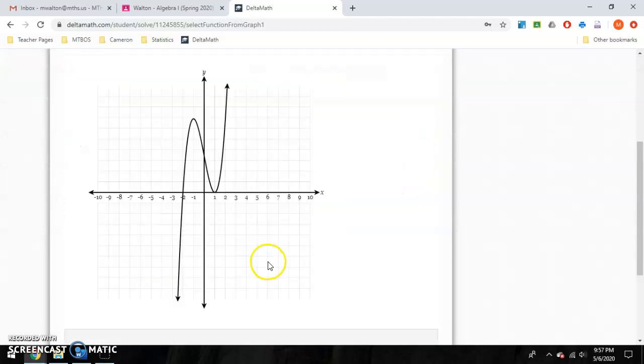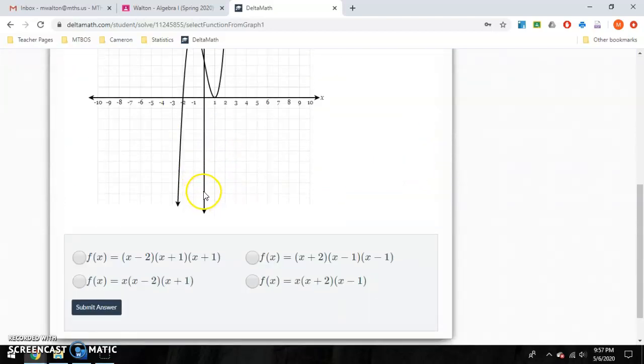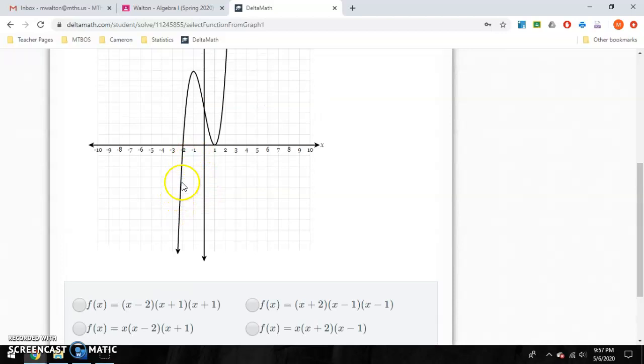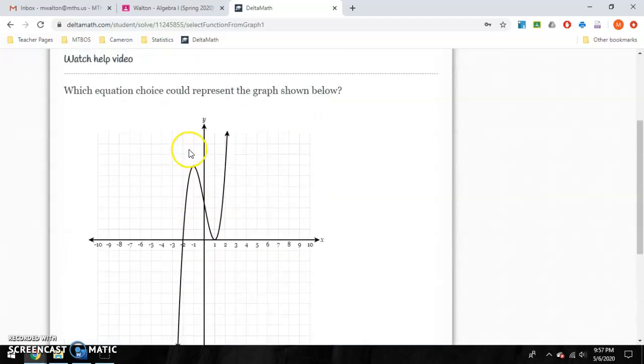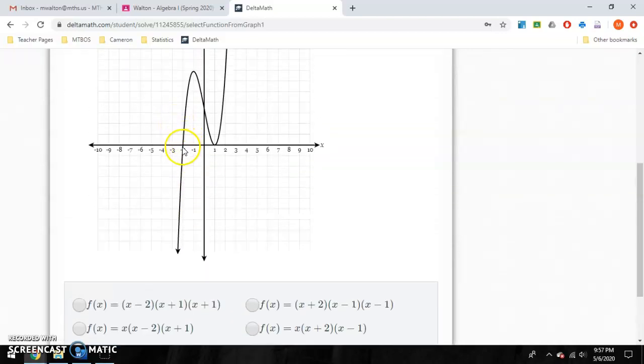All right, I'm going to do one more. Looking at this one, we are finding a function for this. We have a 0 at -2. We have a 0 at 1, but we can't just have an x plus 2 and an x minus 1, because this actually bounces off of this and turns into a cubic. So here is how we are going to deal with that.